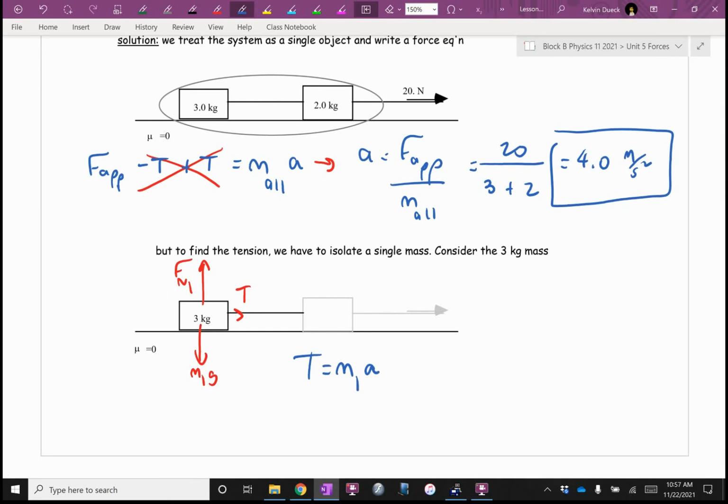Hey, Tyson, what was M1? From the picture. Yep. Hey, Tyson, what was the acceleration? We just figured that out. Tyson, I'll bet you can even do that in your head. What's the tension in newtons? Look at you doing clever math in your head.